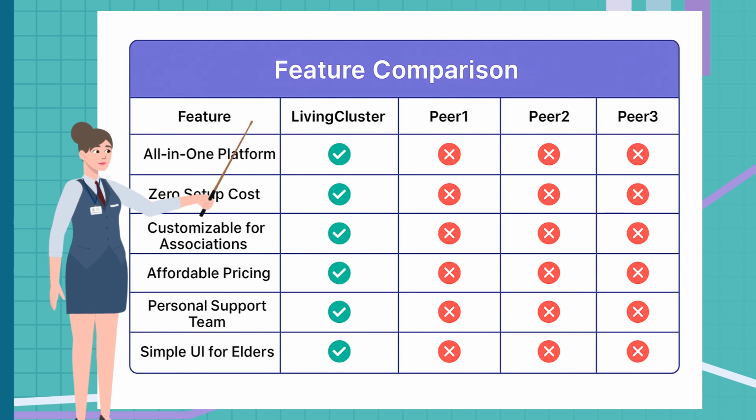Customizable for associations, Living Cluster is built with flexibility in mind. Associations can configure the platform to fit their unique needs, unlike others that offer a one-size-fits-all solution. Affordable pricing. Our pricing is designed to be pocket-friendly for all communities, with no hidden charges. Personal support team. We provide direct, human support, no chatbots, no endless wait times. Simple UI for elders. The interface is so easy to use that even elderly residents can navigate it without help.